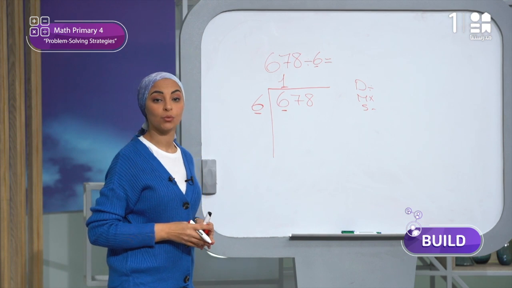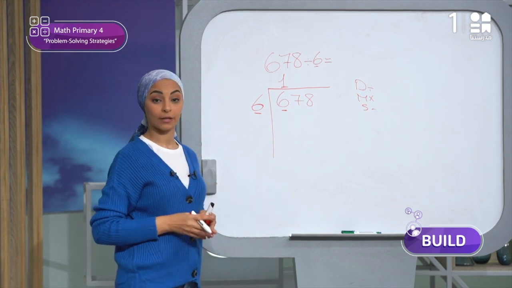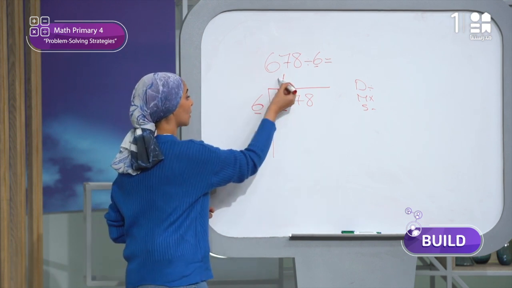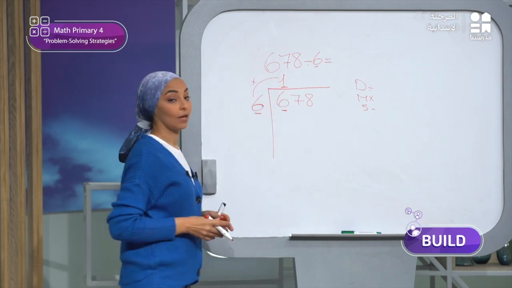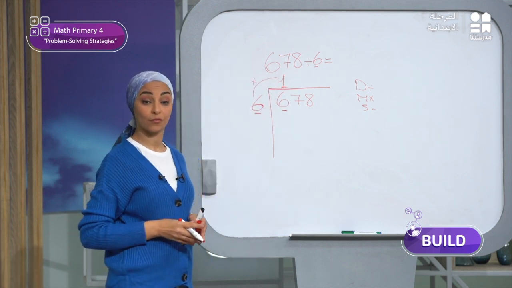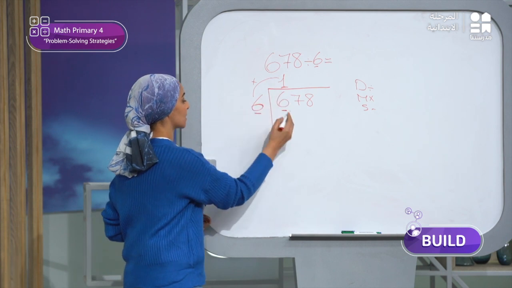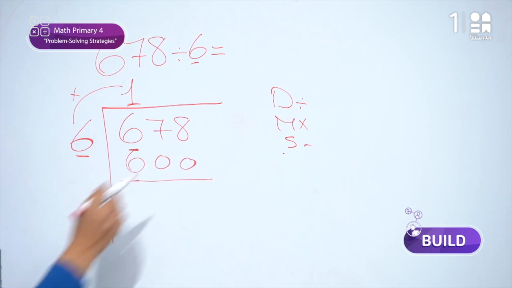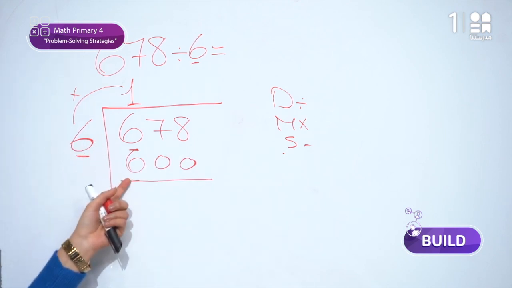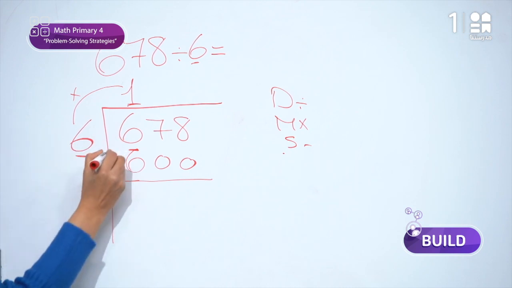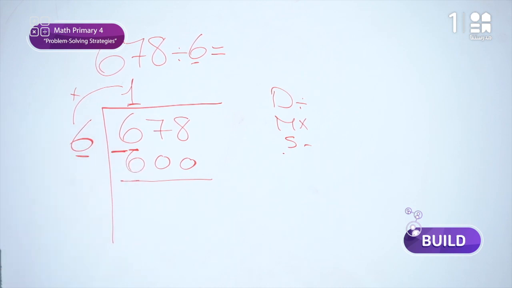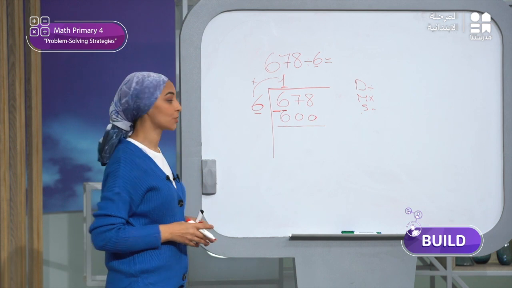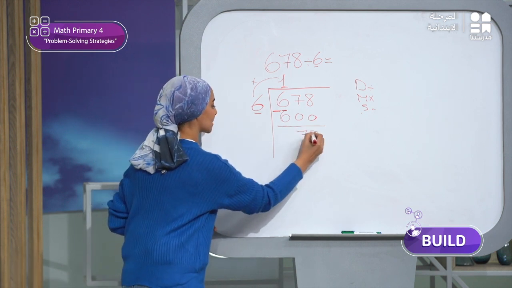Then what should I do? I will multiply, right? Multiply 100 times 6. Here 100 times 6 gives me what? Of course 100 times 6 gives me 600. And then what about the third step? The third step, I will subtract these two numbers, 678 minus 600. The answer is what? Of course, the answer is 78.